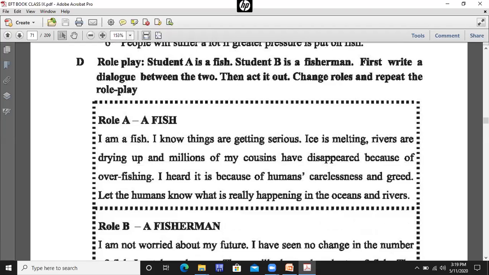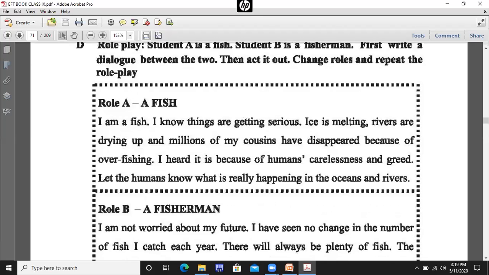Now, practice D. You are seeing that it is a role play. So, student A is a fish and student B is a fisherman. First, write a dialogue between the two, then act it out, change roles and repeat the role play. Okay, just read it and think over it like a fish and a fisherman, and write in your copy just 5 or 6 sentences as a fish or as a fisherman.